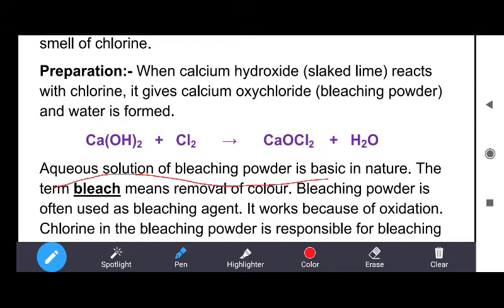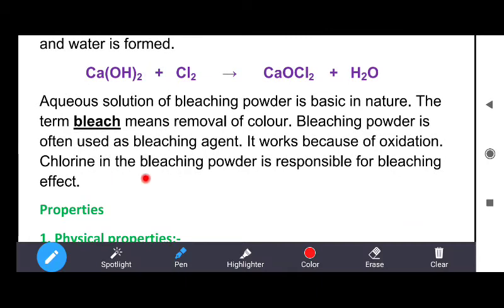Aqueous solution of bleaching powder is basic in nature. The term bleach means removal of color. Remember this thing in your mind. Bleach means removal of color. As this powder has the property of bleaching, that is why it is known as bleaching powder. Bleaching powder is often used as bleaching agent. It works because of oxidation. Chlorine in the bleaching powder is responsible for the bleaching effect.